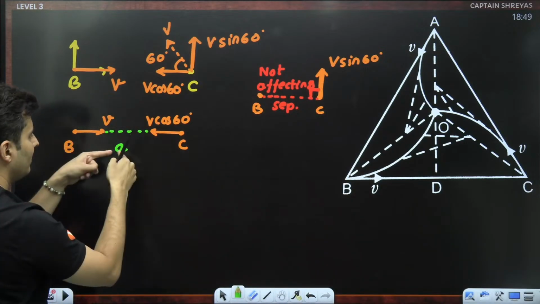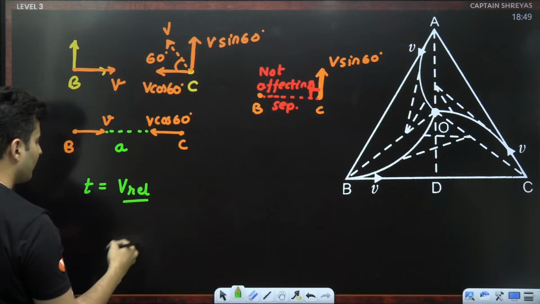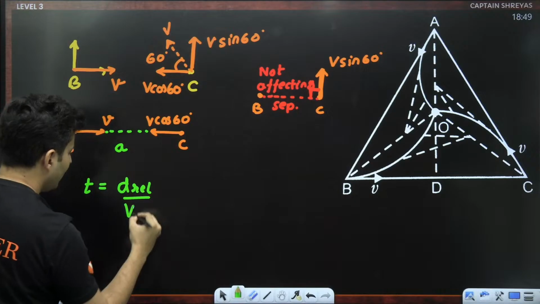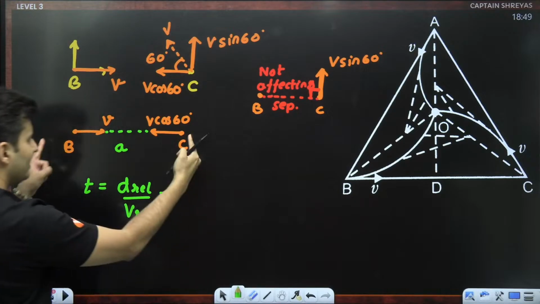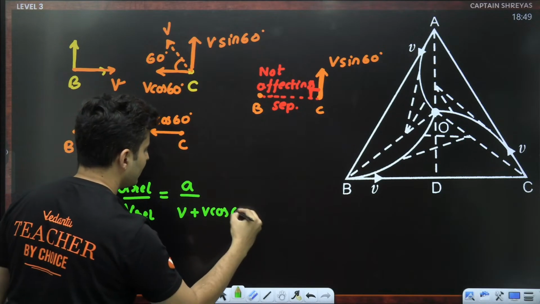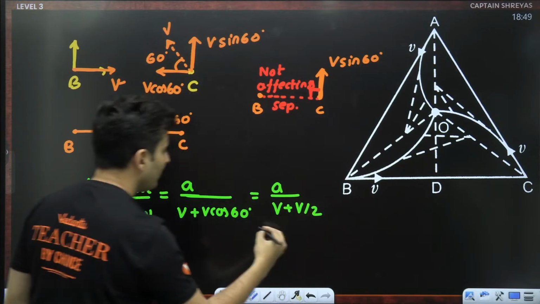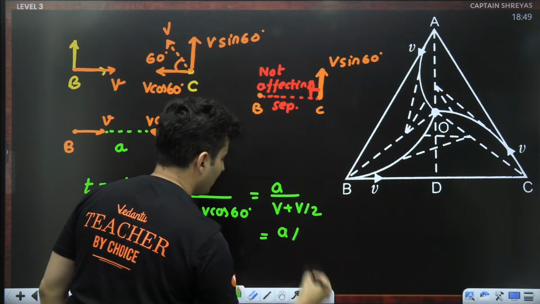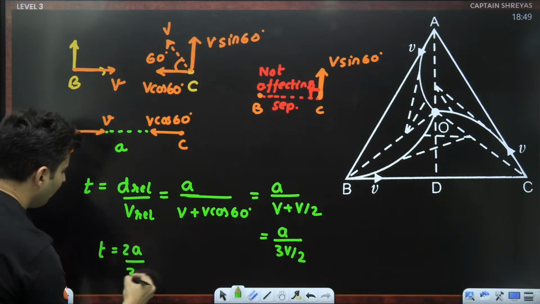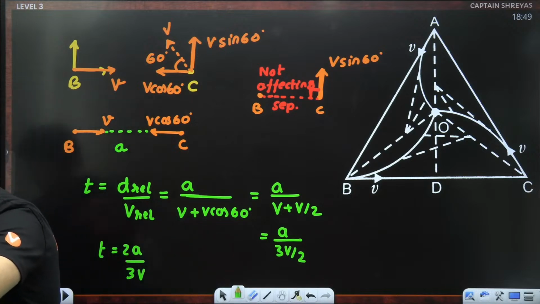Their separation was the side length of the triangle, which was basically A. Speed, distance, time: time is relative distance divided by relative speed. What is the relative distance? That's A. What is the relative speed? It is V plus V cos 60, my dear students. So what is cos 60? It is half. So it will be V plus V by 2, which is 3V by 2. So 2 goes on the top, and it will become 2A divided by 3V. That is the answer: 2A divided by 3V. Got it?